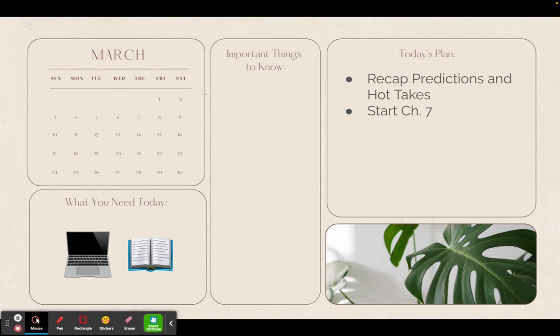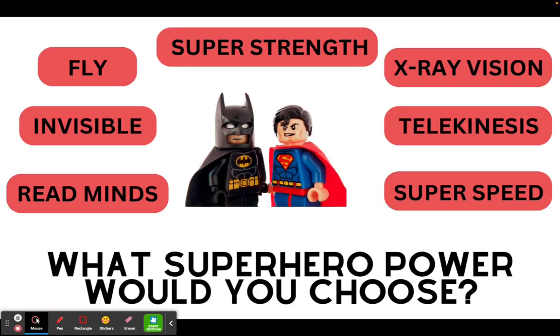So on Monday, we are going to go over the predictions and hot takes that you did on sticky notes. It was interesting seeing different patterns and seeing what people noticed and how there were some things that only one person said or how there were a couple things that multiple people thought. So we're going to be taking a look at that in class, and then we will be starting chapter 7.